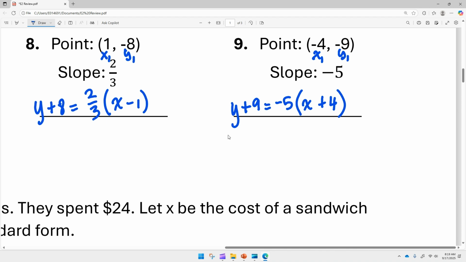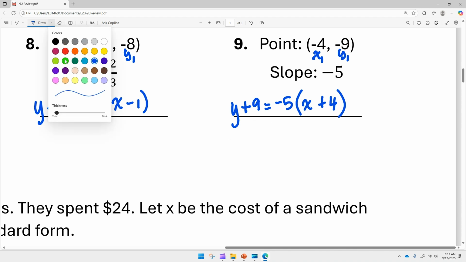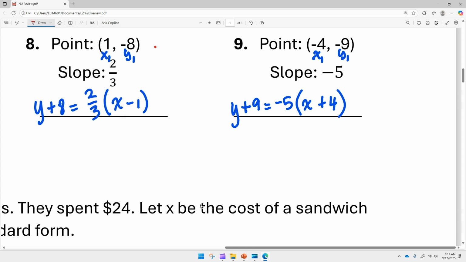I'm going to go ahead and move this one into slope intercept form just so that you get the practice of moving point slope form to slope intercept form. When we're moving point slope form into slope intercept form, I'm going to distribute that slope. So this becomes y plus 9 equals negative 5 times x gives us negative 5x. Negative 5 times 4. Negative and a positive is going to give us a negative. 5 times 4 is 20.